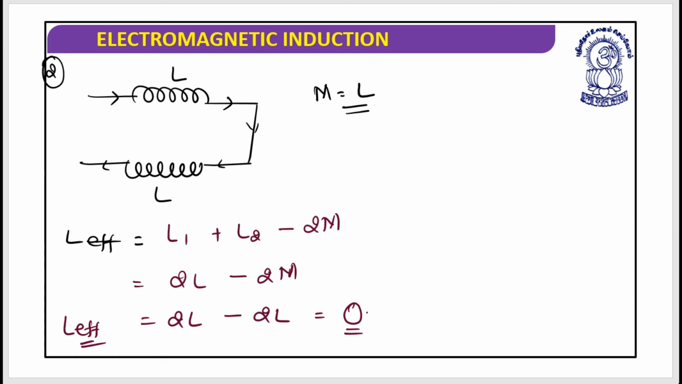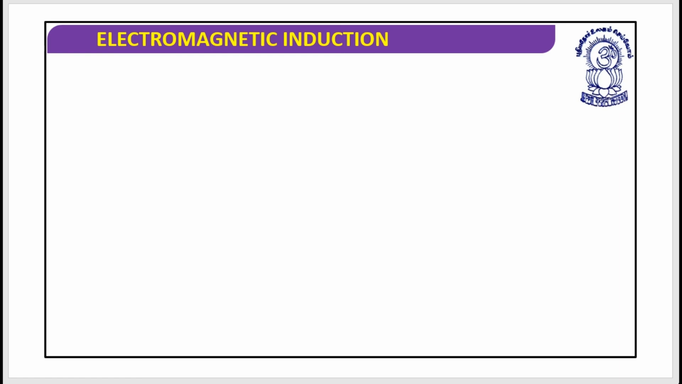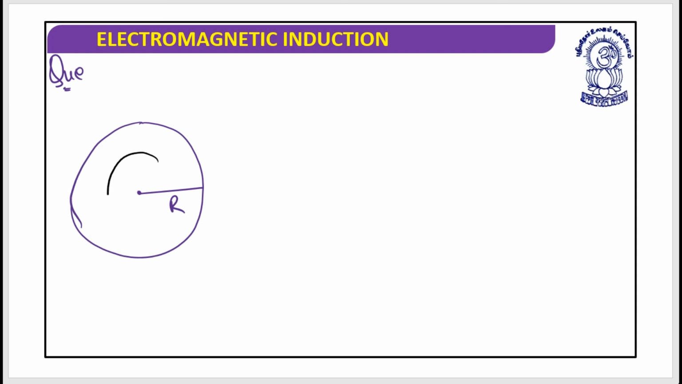Correct. Now let's work on the second pattern of question for mutual inductance. Suppose the question is something like this. Let's suppose one circular loop is there, and this loop has radius R, and in this circle a second loop has been placed, and let's suppose a current has been passed through this, and the radius of the inner loop is small r.